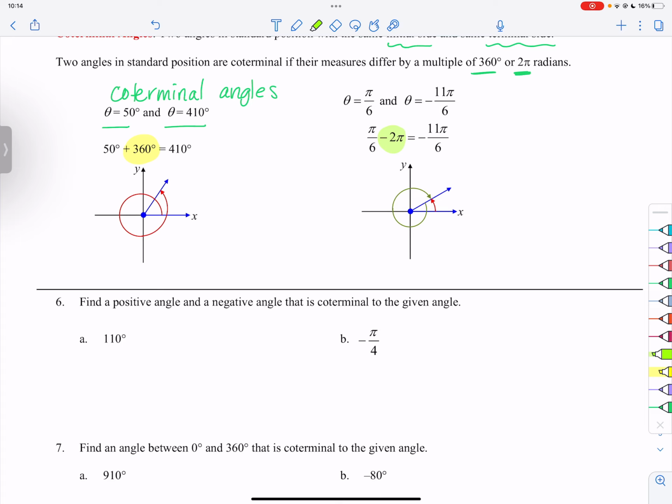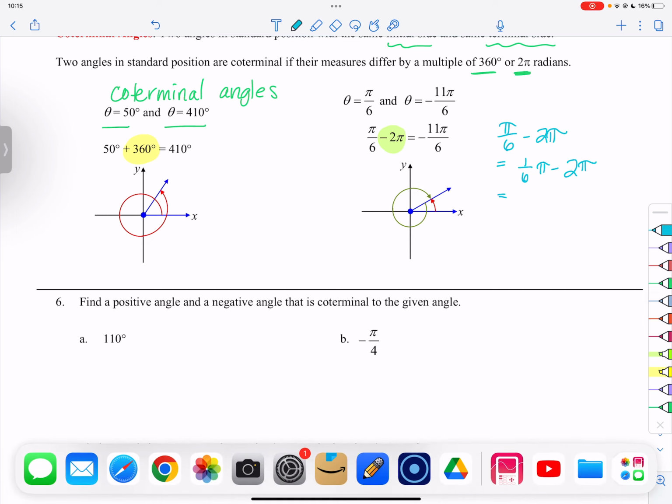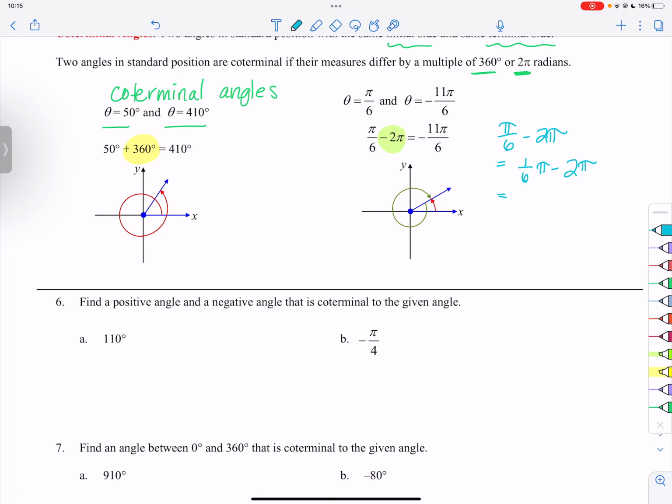And doing that subtraction, you can do that by hand, or let me just show you this real quick. Pi over 6 minus 2 pi is the same as 1/6 pi minus 2 pi. And if on your calculator you take 1/6 and subtract 2, I'll go ahead and show that to you just in case.